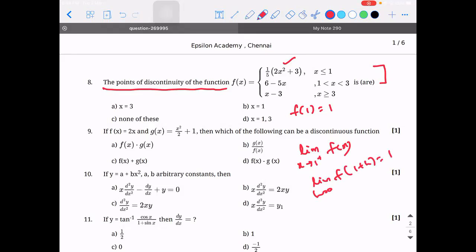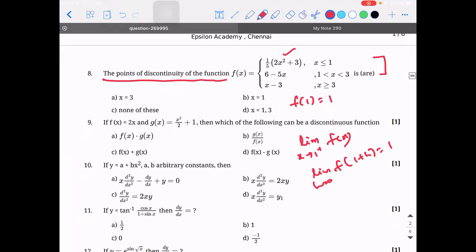Is this function continuous at 1 or not? Yes, sir. Continuous. It is continuous, right? It is right continuous, obviously. So left it is continuous by default. Towards right also it is continuous. So at 1 it is continuous. What about 3?